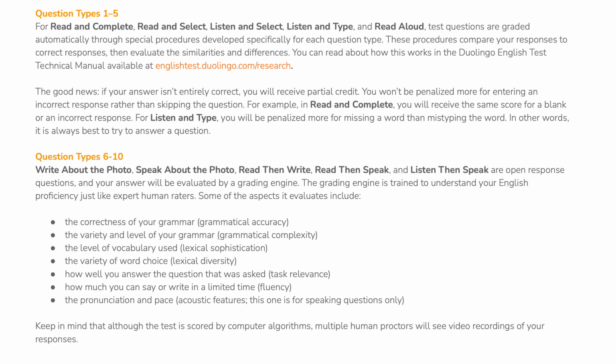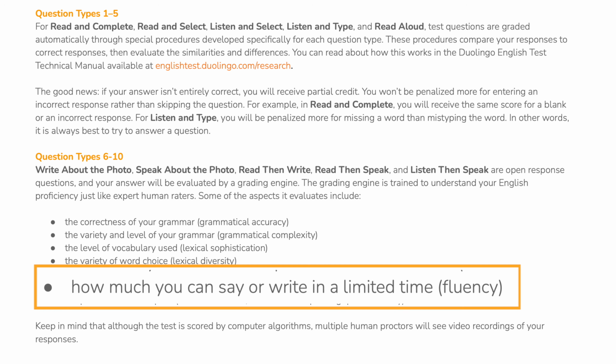And the reason I suggest this is because if you go to the Duolingo official guide and you look at their criteria for this question or all of the other speaking questions, under fluency, it says how much you can say or write in a limited time. And this indicates to me that you should be trying to speak for as long as possible. So in my opinion, definitely trying to speak for over 60 seconds will help you to get a better score for fluency. Okay, let's take a look at the other key points.